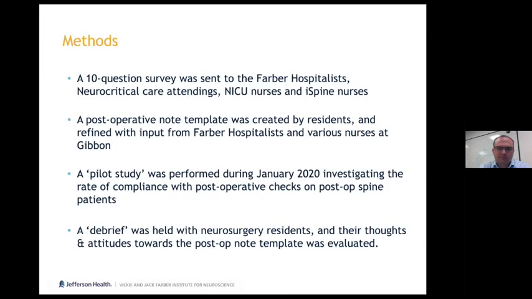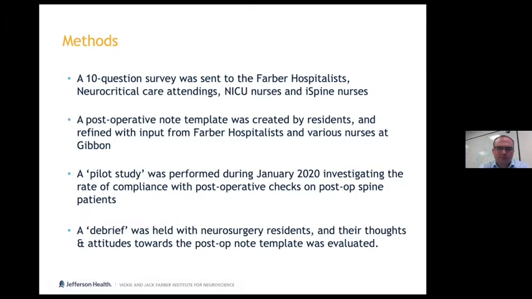What I did last year was make a 10-question survey online and submit it to all the Farber Hospitalists, all the neurocritical care attendings in the ICU, as well as the NICU nurses and nurses that work in the I-spine unit. After we got the results from the survey, I worked with a couple of the residents to create a post-operative note template that could be used on Epic.